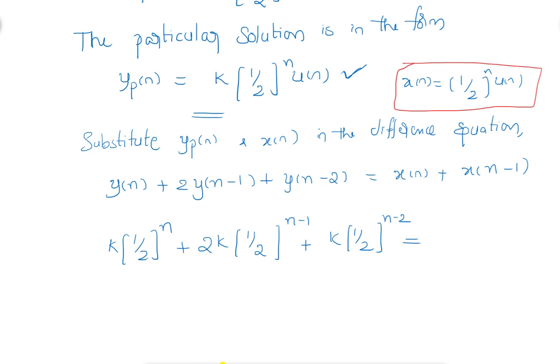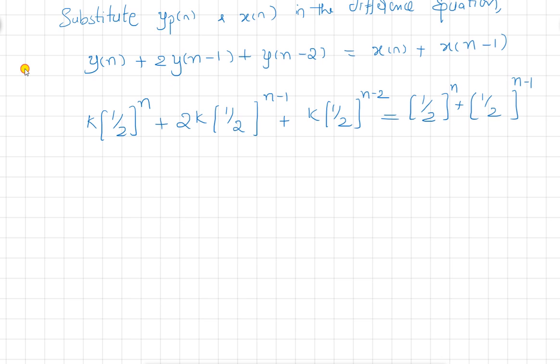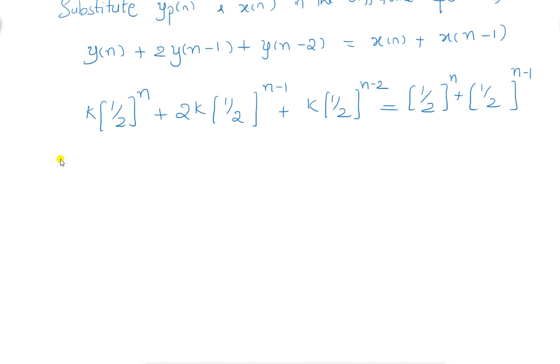Here our input is 1 by 2 whole to the power of n. For this case, x of n minus 1 is 1 by 2 whole to the power of n minus 1. By substituting a value for n, we need to make sure that none of the terms gets vanished.